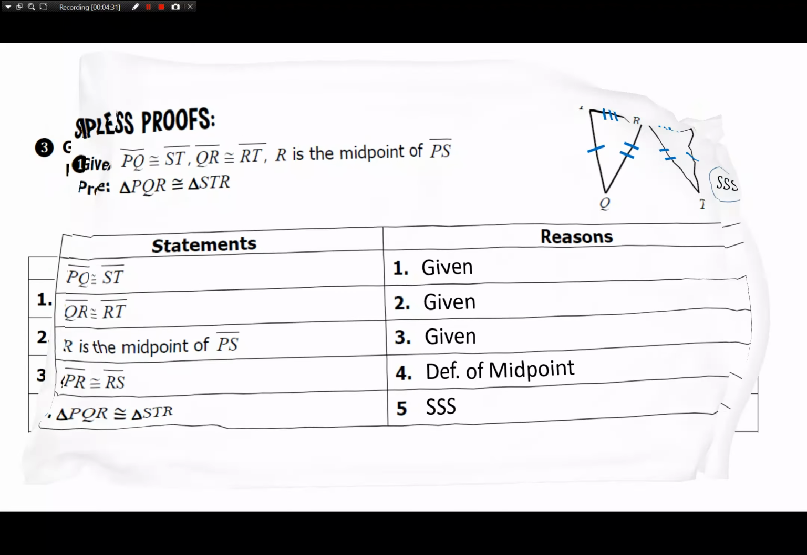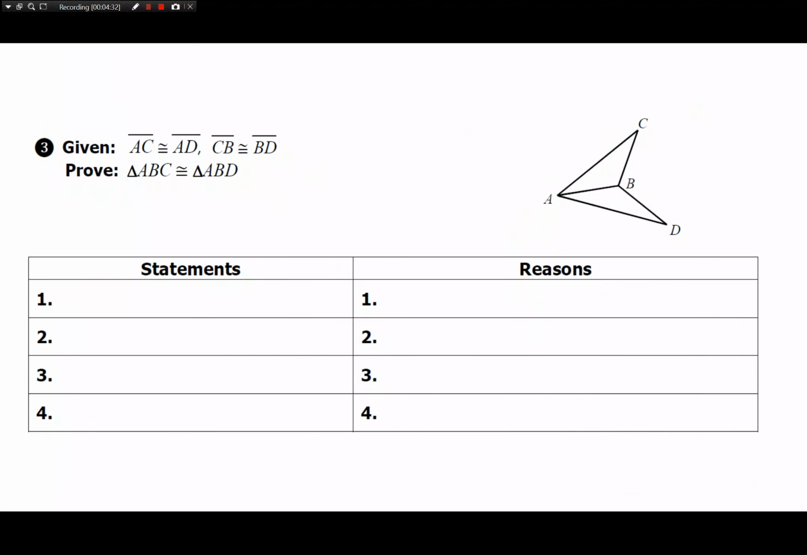Moving on to example 3. We're given that segment AC is congruent to segment AD, and also segment CB is congruent to segment BD. We're trying to prove that triangle ABC is congruent to triangle ABD. So again, we look at the picture first. We're going to mark segment AC and segment AD as congruent. We will then mark segment CB and BD as congruent.